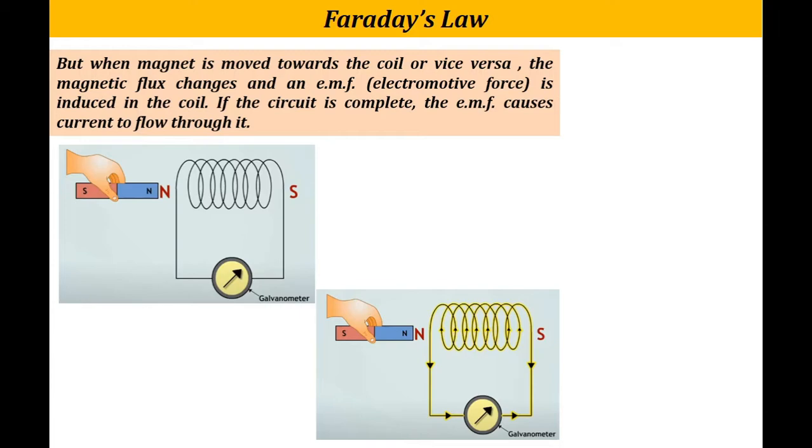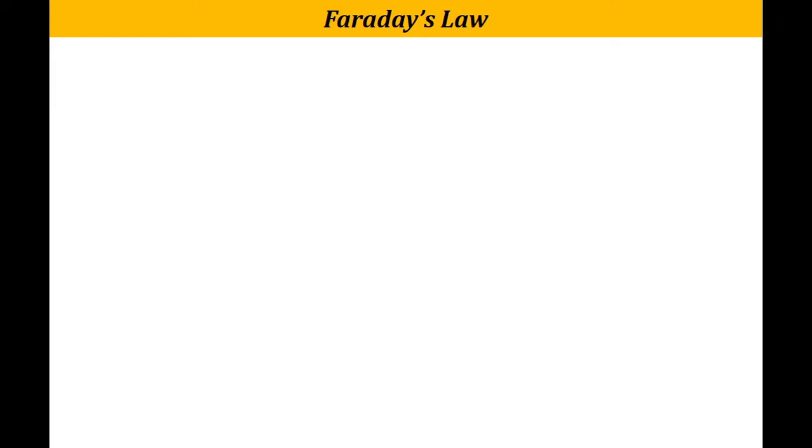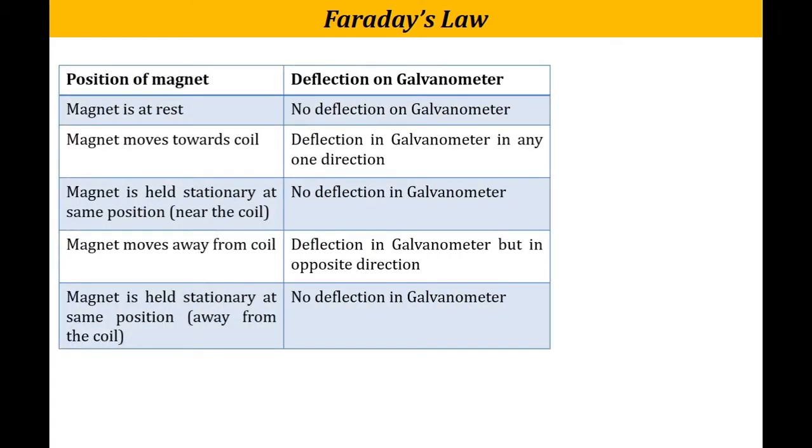Whenever the coil is fixed and the magnet moves near to the coil, then what happens? The magnetic flux changes and electromotive force, that is EMF, gets induced in the coil. If that coil is short circuited, then current will flow through this. This is what is Faraday's law. Now, we already discussed this.